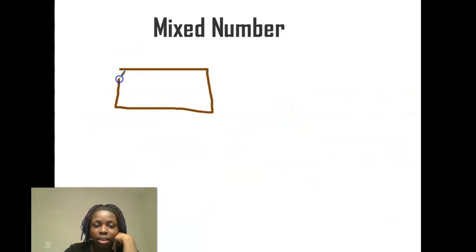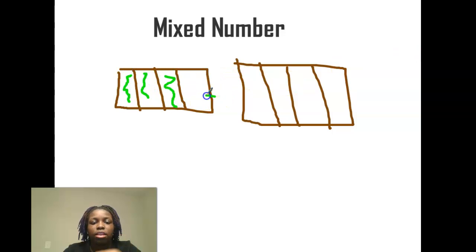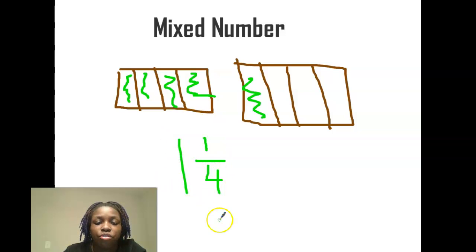What is this mixed number? I think you already know the denominator. I'm gonna shade it green this time, you guys. All right. So what is this mixed number? How many wholes do you have? Good, 1 whole. And what is this fraction that's left over? Great, 1/4, right? So 1 and 1/4 is the mixed number. There's your whole number, there's your fraction.